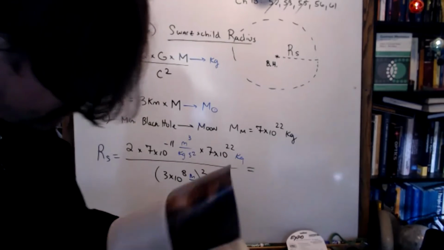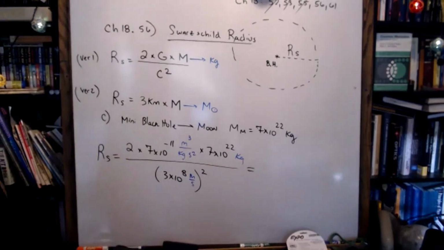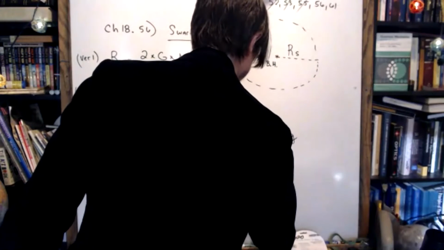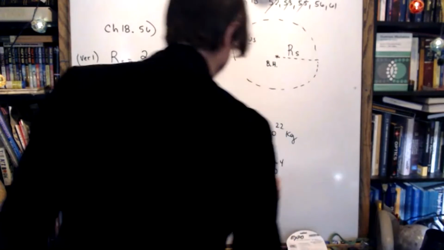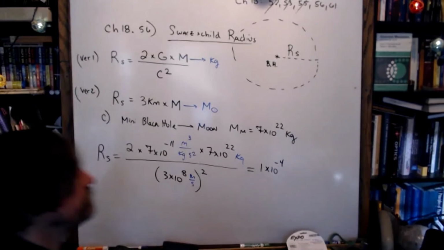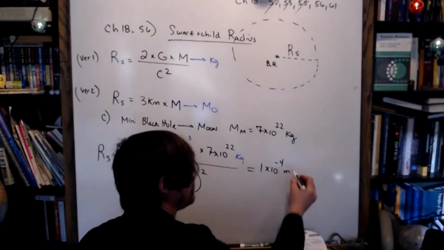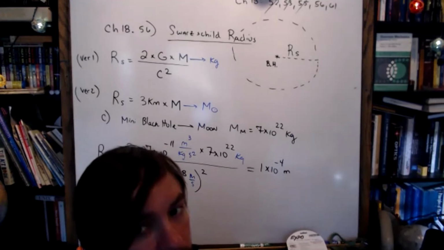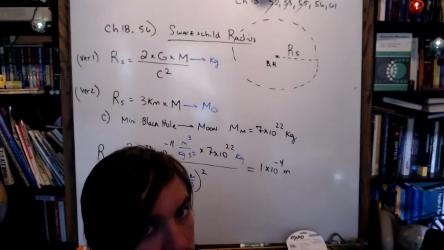I got 1.1 times 10 to the negative 4. Units? That'd be like kilo-whatever, or am I incorrect? No. Wait, hold on. This is the radius. Kilometers? Kilometers is not MKS. Meters. Yeah. How many millimeters is that? Meters.